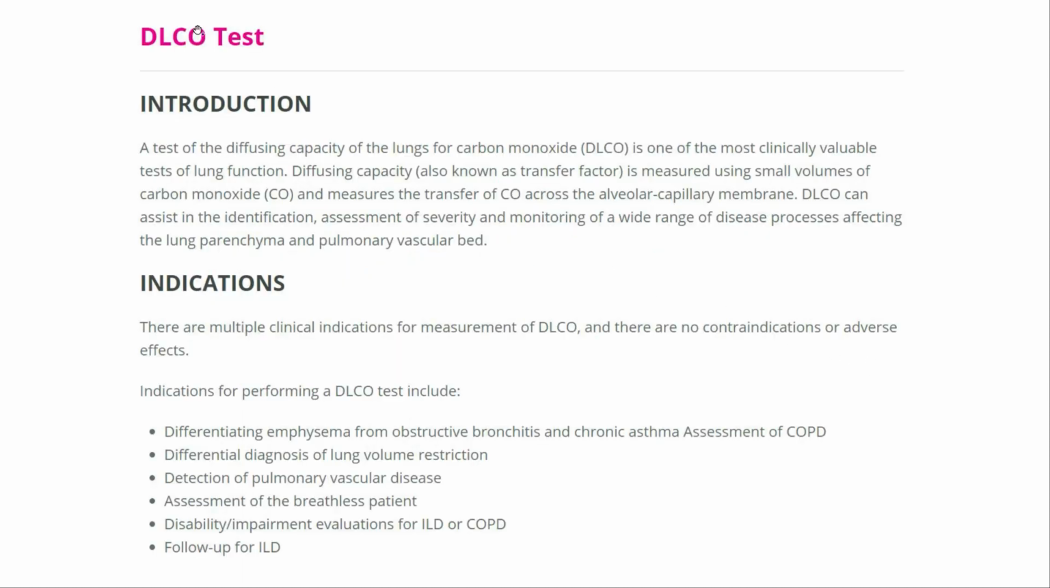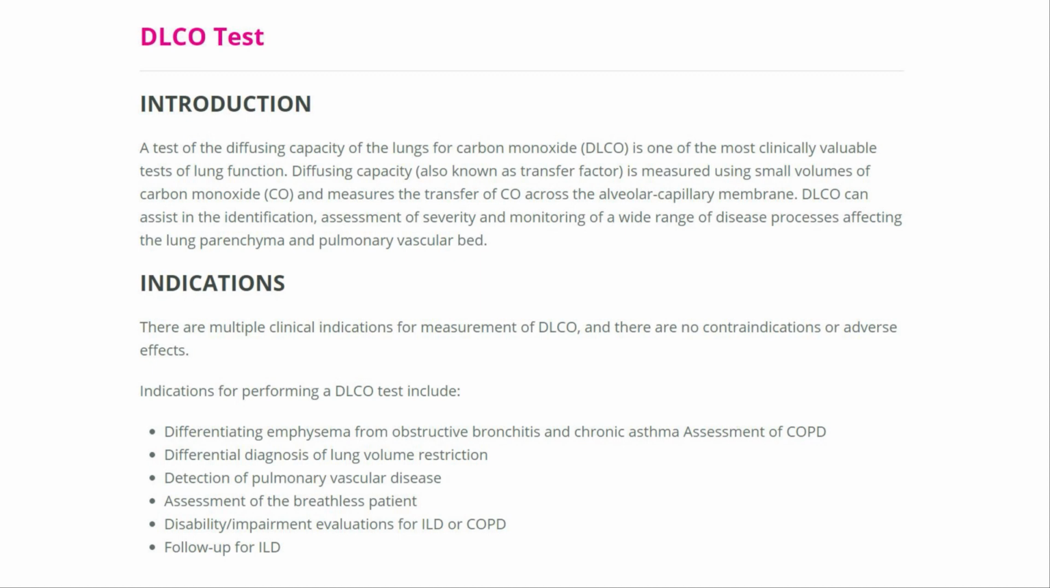DLCO testing is the diffusion capacity of the lung using carbon monoxide. What the person does is, because carbon monoxide shouldn't normally be in your breath, if you breathe in some carbon monoxide, that carbon monoxide will diffuse from the alveoli into your blood, and then if you breathe out, there should be less carbon monoxide on your exhalation. The difference between the amount that you breathe in and the amount that you breathe out tells people how much of that carbon monoxide was absorbed into your blood, which is a surrogate measure for how well your alveoli are diffusing gases.